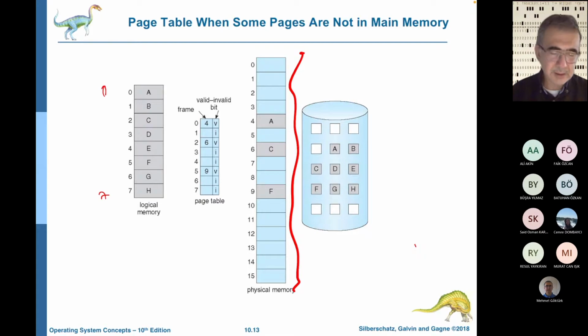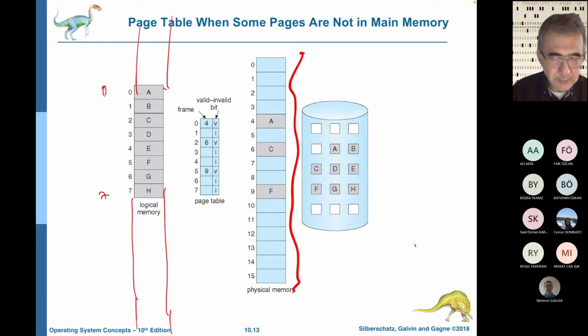In this configuration, I am only dealing with one application. You may see that logical memory is smaller than physical memory, but this is actually longer. Okay, so normally it is bigger.